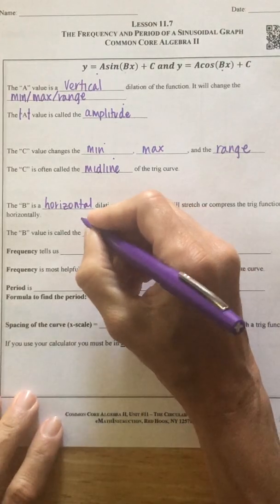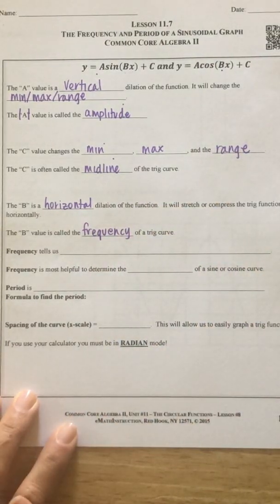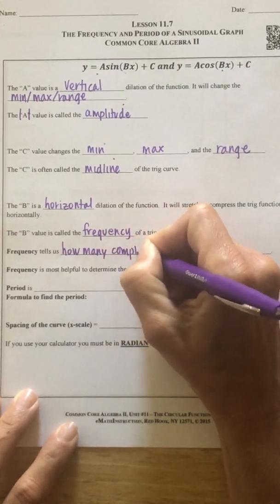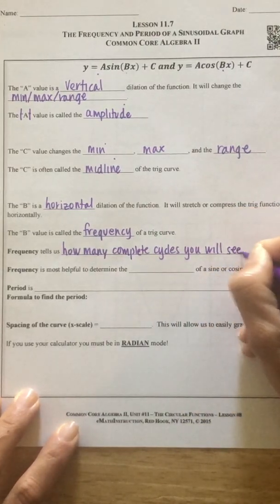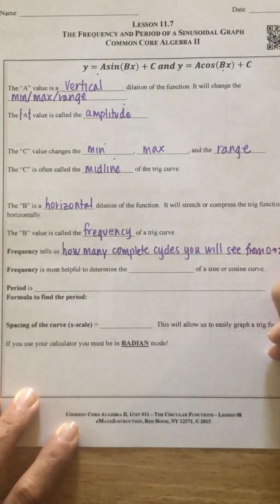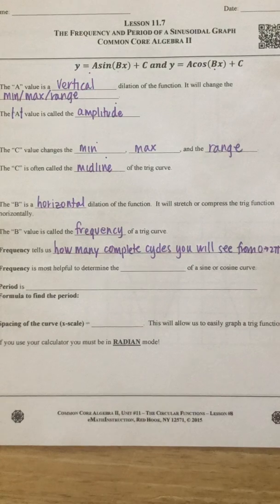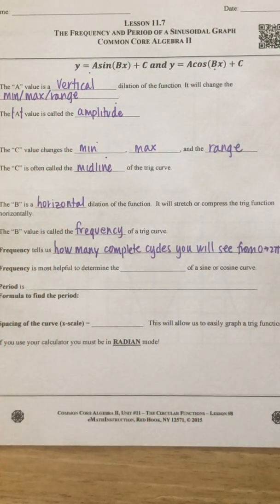Okay, it's also called the frequency. And the frequency, which is your B value, tells us some cool things. What it tells you is how many complete cycles you will see from 0 to 2 pi. So if you were able to look at a graph from 0 to 2 pi, the number of complete curves or complete cycles you'll see is that B value. So if this was a 2, in between 0 and 2 pi, you would see 2 complete cycles. It's all going to come together. Just follow my lead here. Trust me.